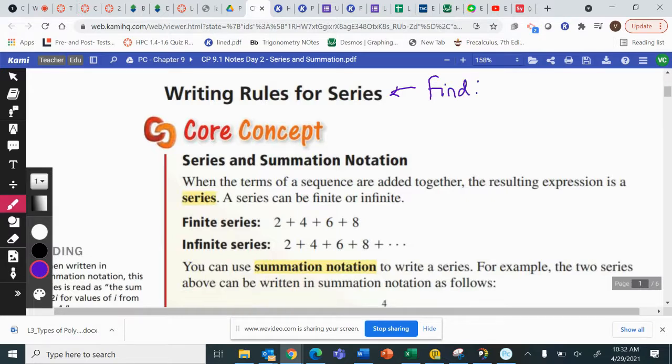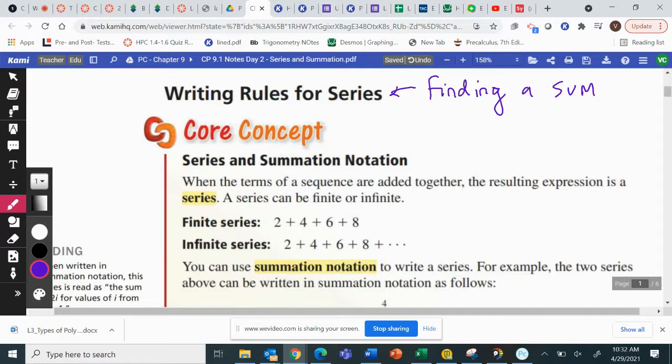You're going to be adding the terms of the sequence together. So we'll have a sequence. You put plus signs in between all of those terms. Your answer is the series. So as soon as we add in the plus signs, it becomes a series.